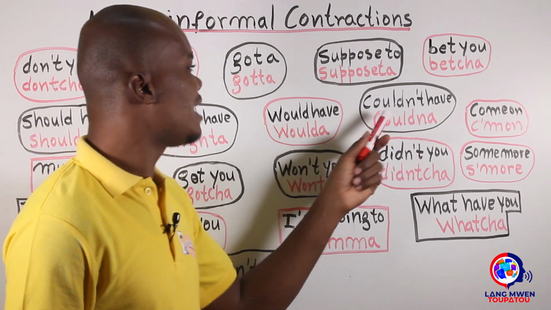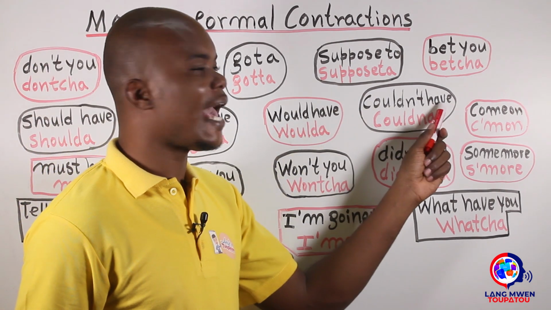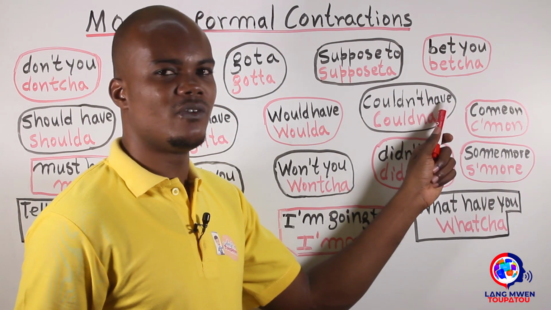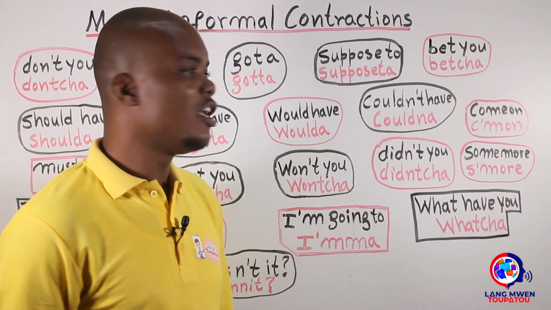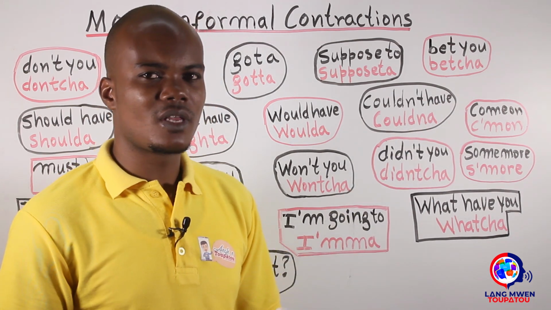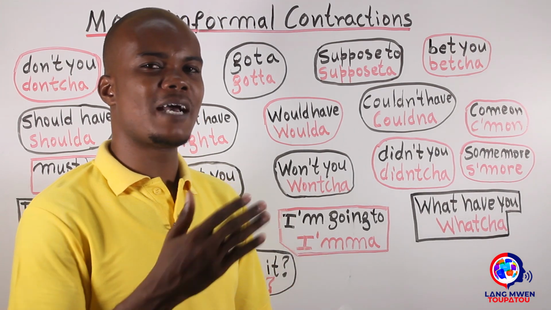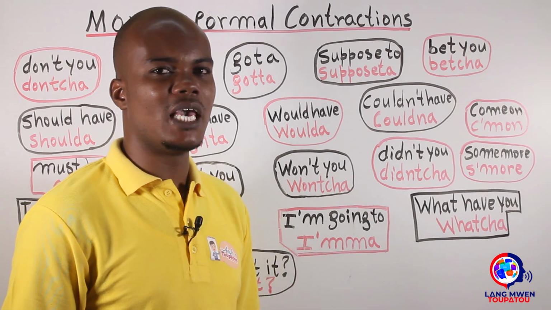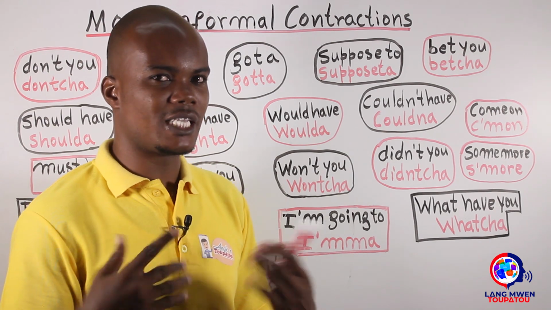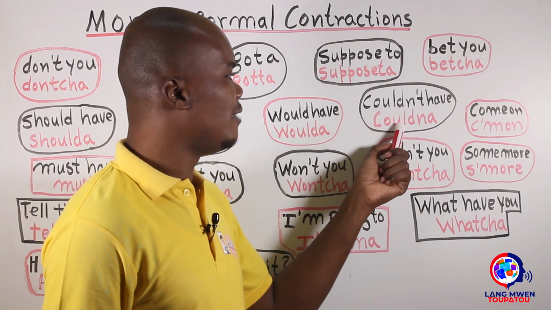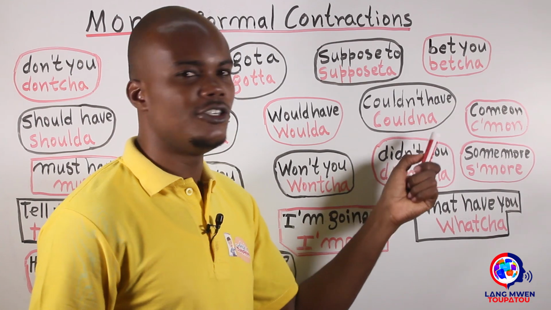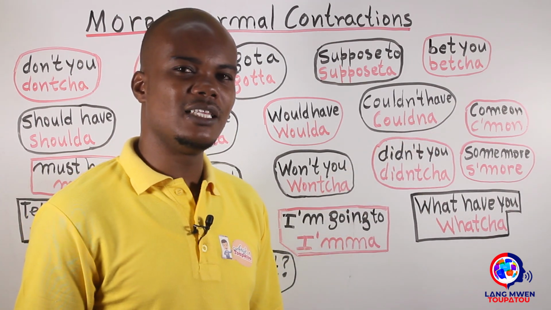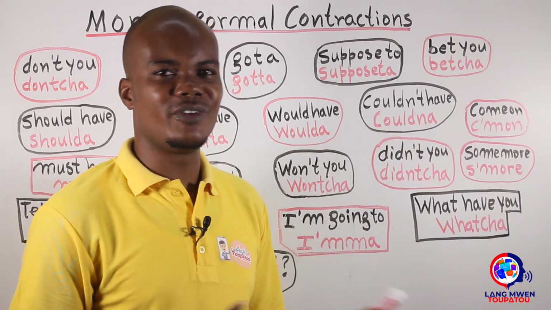And the next is "couldn't have." For example, if I say "you couldn't have it." Ou pas capable gagner li. But informally they say "you could not it."